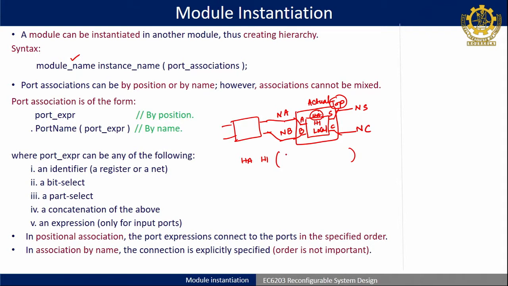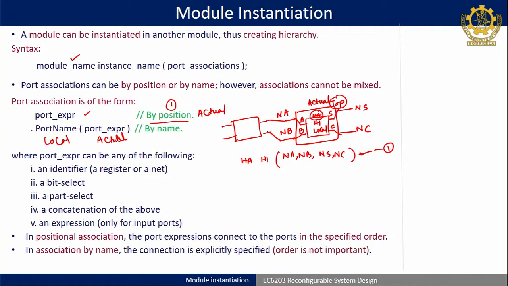In another way I can write the port expression. When you are writing this, these refer to your actual port. And here this is local and this is actual, understood. So if it is actual, then in this case I have to write NA, NB, NS and NC. This way of defining is called by position.